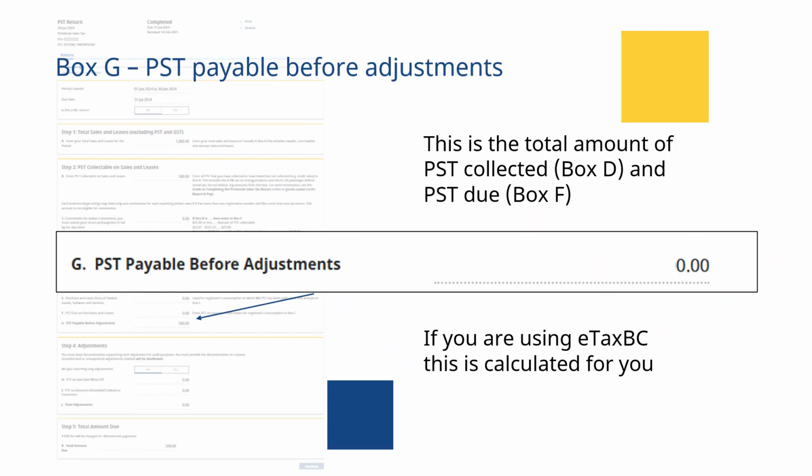Box G will be the total amount of PST you collected before any adjustments. And as usual, if you're using eTaxBC, the amount in this box is calculated for you.